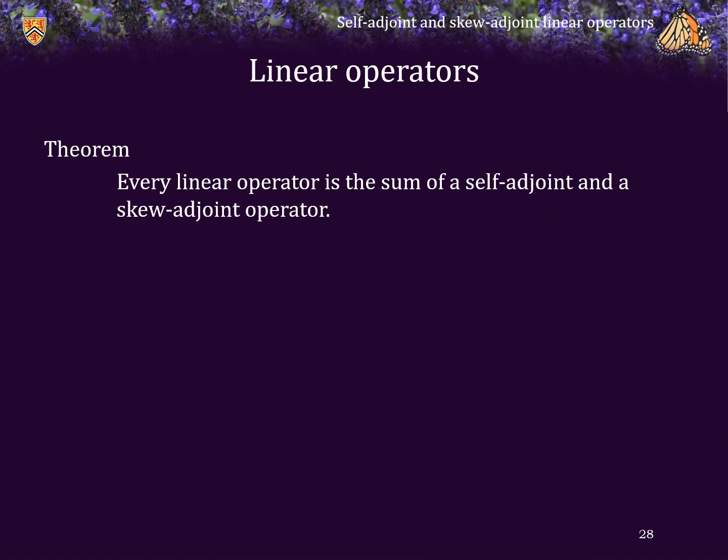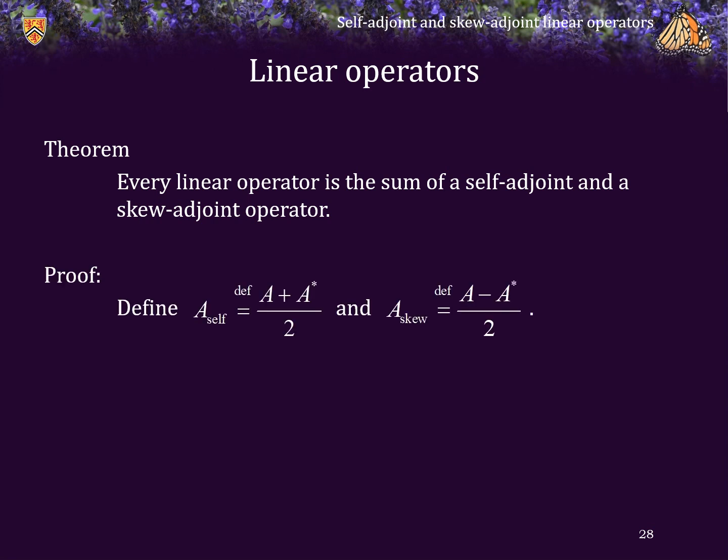So now we have the following theorem. Every linear operator is the sum of a self-adjoint and a skew-adjoint operator. Proof. Well, as before, this will be constructive. I will define the self-adjoint component of A to be A plus the adjoint of A all over 2. The skew-adjoint component of A will be defined as A minus the adjoint of A all over 2.